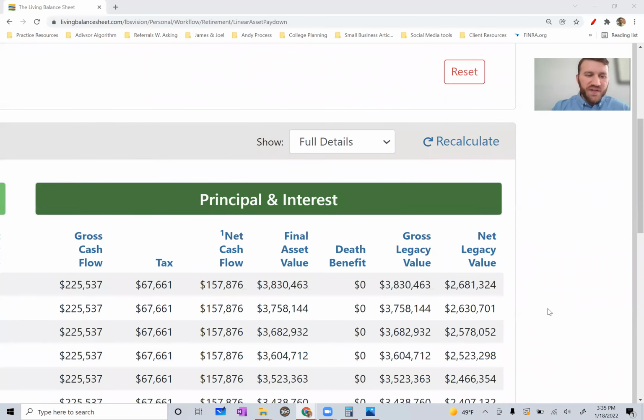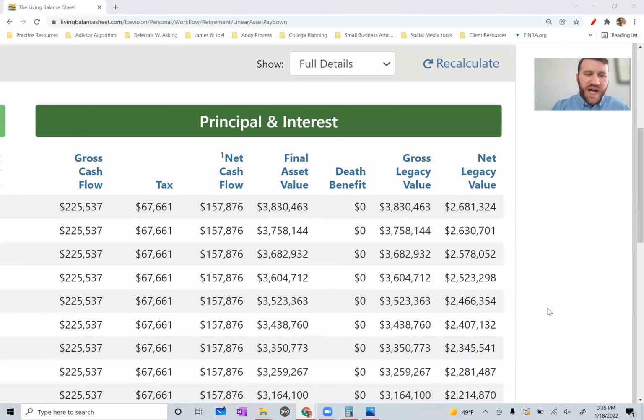So I'll show you what that looks like. $3.9 million. We're going to take the same amount of gross cash flow every year for 30 years. We're going to pay the same tax rate because this is deferred. We're accounting for this all being deferred. So we're going to pay the same tax rate and pay $67,000 in taxes in the first year. Our net cash flow is going to be $157,000.